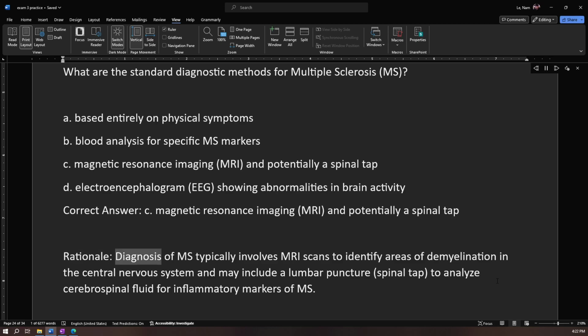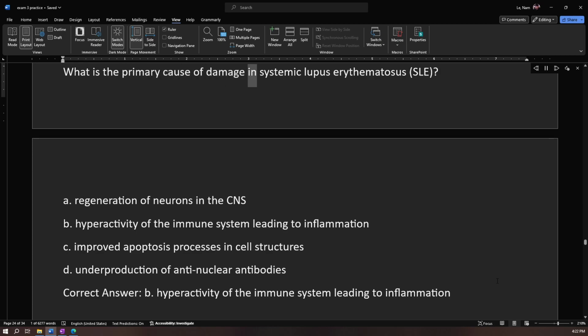Rationale. Diagnosis of MS typically involves MRI scans to identify areas of demyelination in the central nervous system and may include a lumbar puncture, spinal tap, to analyze cerebrospinal fluid for inflammatory markers of MS. What is the primary cause of damage in systemic lupus erythematosus, SLE?